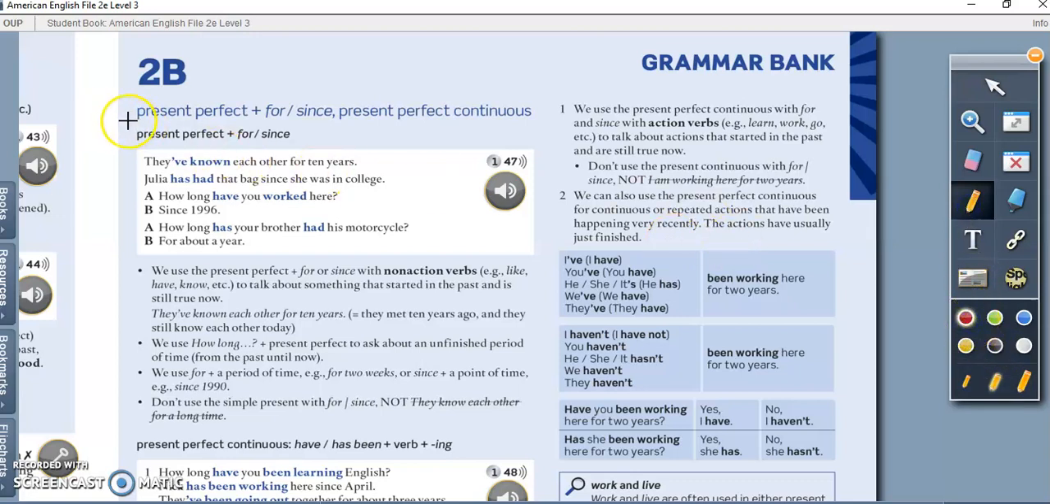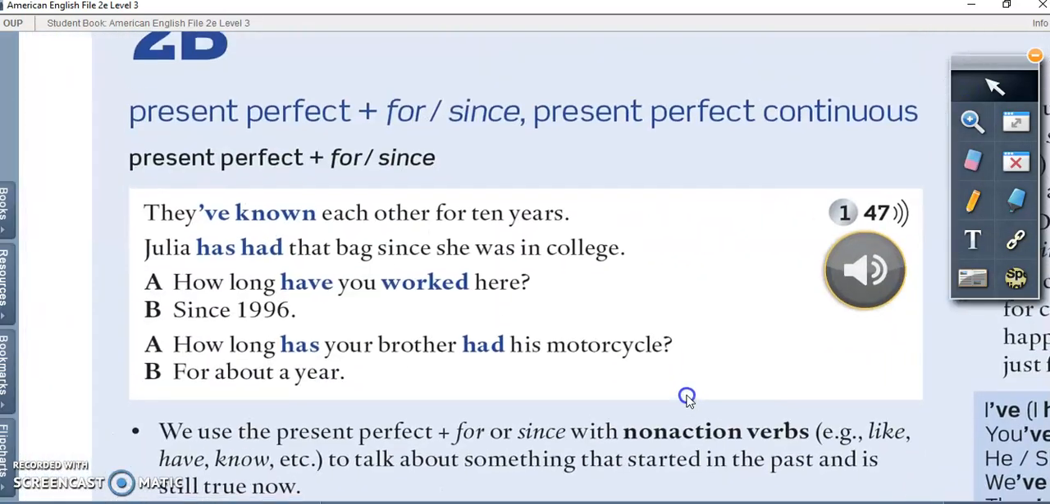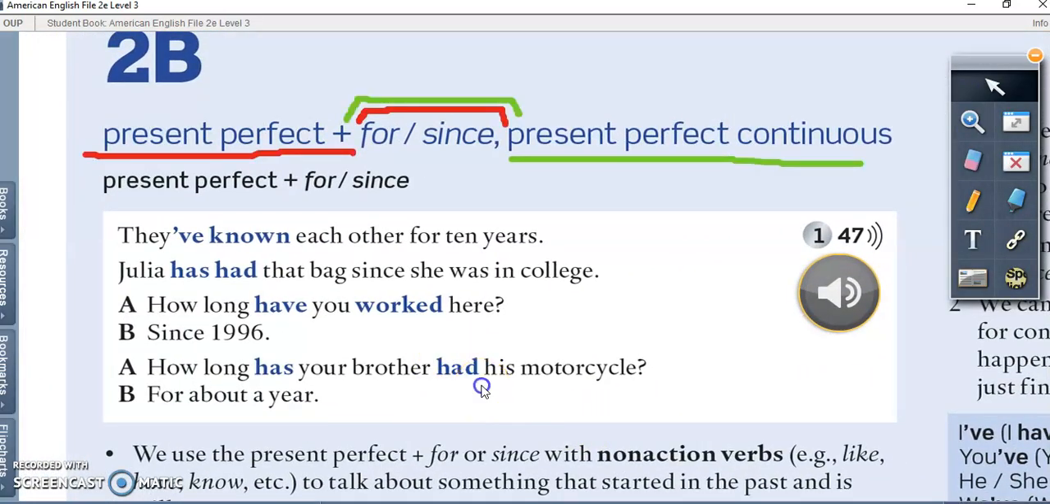Okay, so you have two topics: the present perfect using for or since, but also the present perfect continuous, also using for or since. The present perfect using for or since.